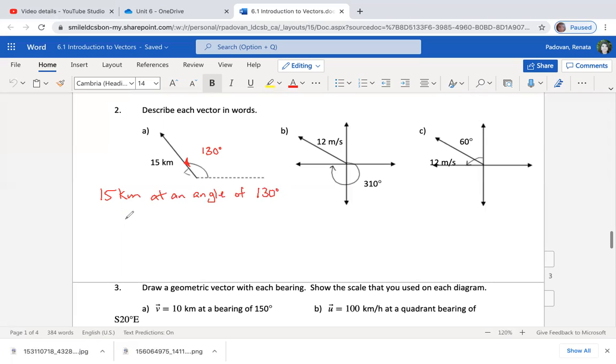Again, I like from the horizontal. You can put "to the horizontal," not going to be wrong. Again, I know I can't say one thing and be writing something else at the same time, right? 15 kilometers at an angle of 130 degrees from the horizontal. So that is example number 1 in words. Move on to another one.